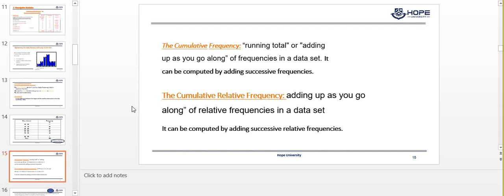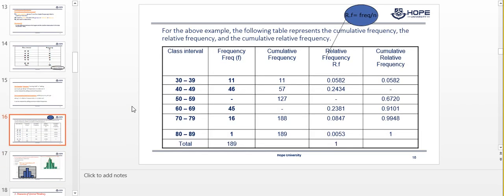To understand simply, we use another two columns. We can call them cumulative frequency and cumulative relative frequency. Cumulative frequency means a running total, adding up as you go along the frequencies in the data set. You can compute it by adding frequencies successively up to the end. Cumulative relative frequency is adding up as you go along using the relative frequencies in the data set. It can be computed by adding successive relative frequencies.